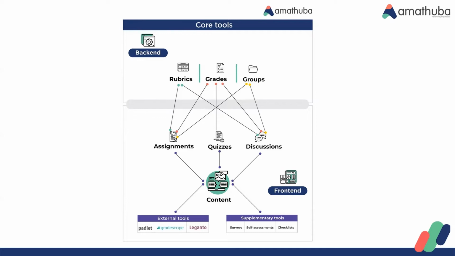So you would set up those backend, then you set up your assignments, your assessment type activities, and then you come to content, which is the tool that profiles your learning materials, your lecture videos, your PowerPoints, your PDFs, links to external websites, YouTube videos, etc. And can optionally also bring in other tools like your assignments, your quizzes, discussions, Padlets, Gradescope, Leganto, other third-party tools, and the supplementary tools that are things like surveys for electing class presidents or setting up a course evaluation, or the optional self-assessment, which is like an unmarked quiz.